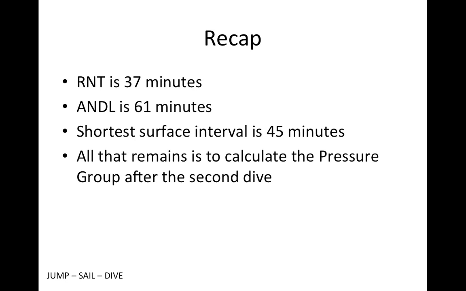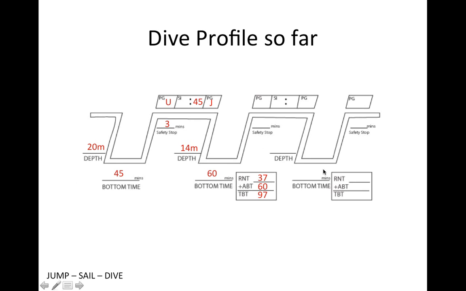So all that remains to do is to fill this into a profile and calculate the pressure group after the second dive. So let's fill in. We had 45 minutes for our surface interval. Now let's fill in this little table here. We had our 37 minutes for the residual nitrogen time. Our actual bottom time is 60, so the bottom time here and here should match, giving us a total bottom time of 97 minutes. Now we're not going to be diving for 97 minutes, we're only going to be diving for 60 minutes. We need the 97 to work out our pressure group at the end of the dive.